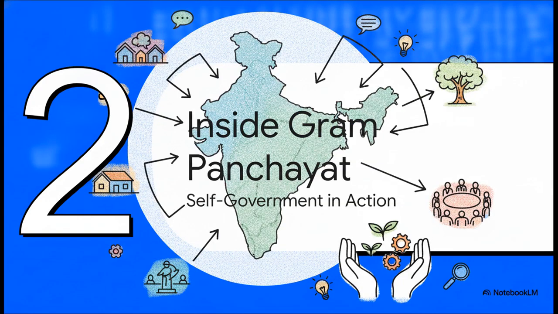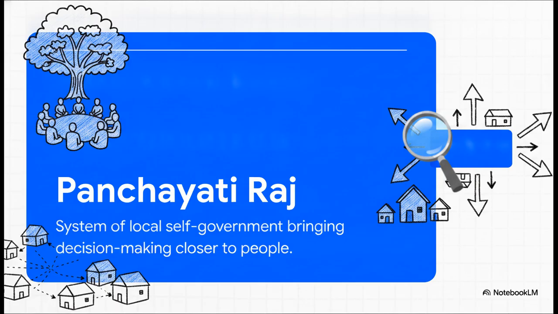Section 2. Inside the Gram Panchayat, self-government in action. Well, the structural solution to that huge question is the Panchayati Raj system. Think of it as a system of local self-government, basically a village council. It brings decision-making much, much closer to the people. It's purpose-built to tackle local issues and drive development directly inside the community itself. This is the ultimate mechanism to ensure that government schemes and benefits don't just get stuck in a bureaucratic web, but actually reach the grassroots level. It is self-government in its purest, most direct form.